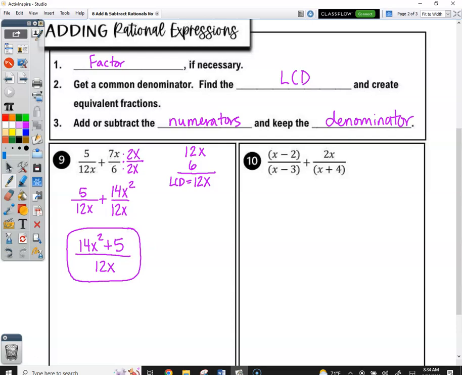All right, number 10. We're finding the LCD of x minus 3 and x plus 4. So what is it? Shove them together. Which means each fraction is going to need adjustments, right?